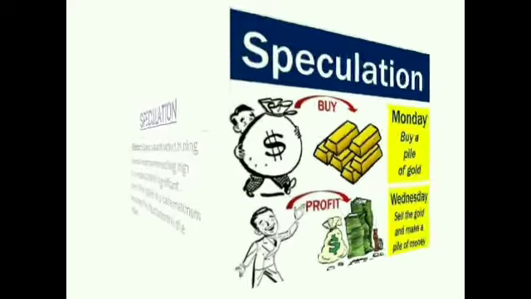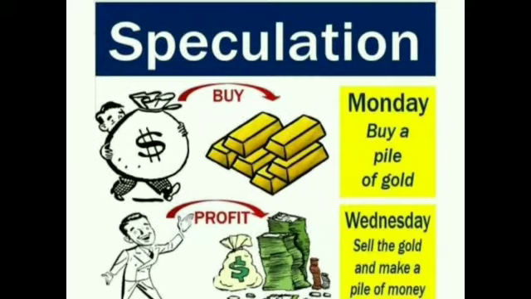Let us see. In this picture, he is the speculator. On Monday the speculator buys a pile of gold. After Wednesday he sells the gold and makes a pile of money. So Monday he buys, Wednesday he sells, that means after 2 days he sells the gold. That means speculation means buying and selling the securities for a very short period.